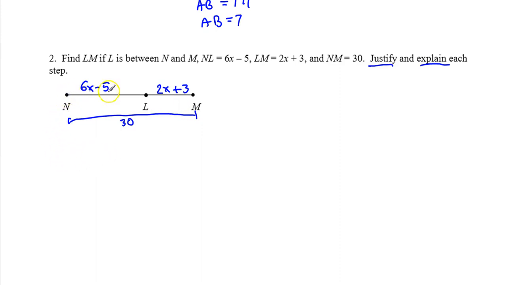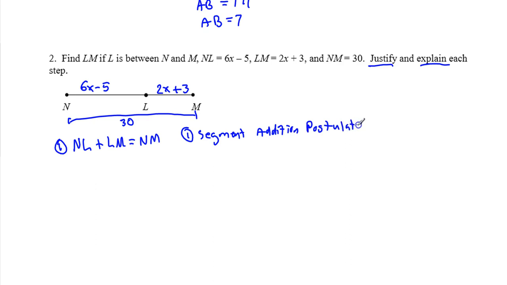So what do we know? Well, we know the parts. We know NL and we know LM. And we know if we add those two parts together, they equal the whole. So here's how we're going to write this out. Well, we have NL plus LM equals NM. And we start with this general idea. And this is the first thing I'm saying. So what is that? Well, you might recall that as the segment addition postulate.